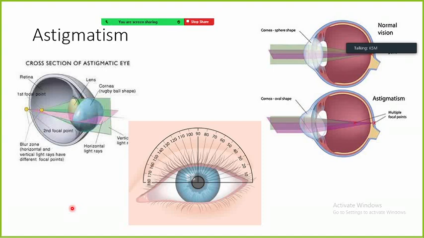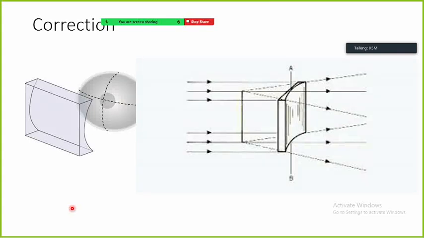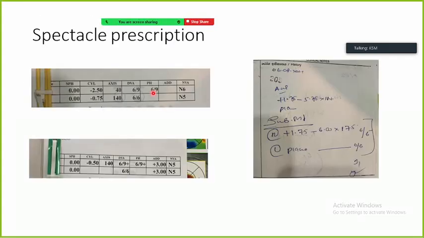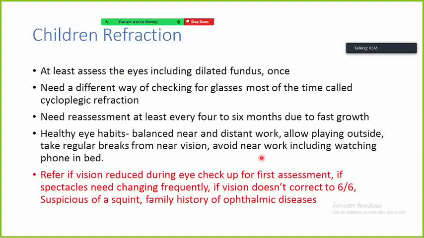So these are the pictures of astigmatism, one area, and then correction. So these are the prescriptions. So the cylinders are for the astigmatism. So at this axis, you add a lens. So a certain axis, 140 axis, 100, like this. So you will have a perfect vision. And so these are the prescriptions. And in children, at least once you have to assess the fundus.